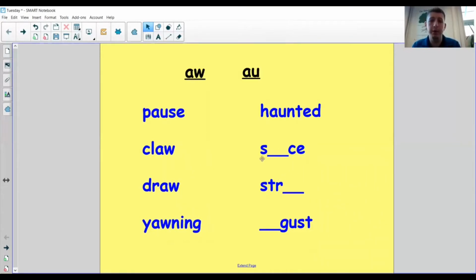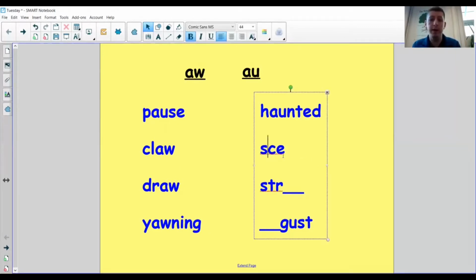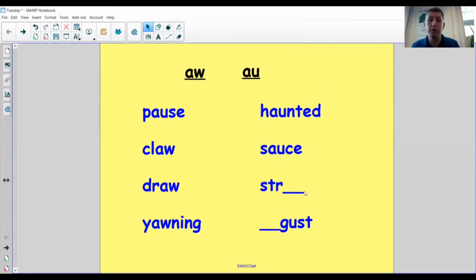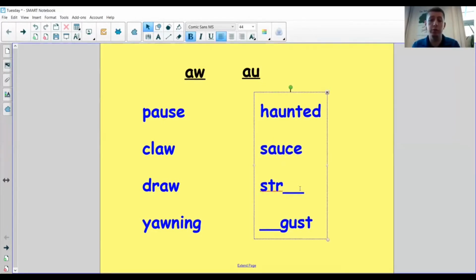Over here, we've got sauce, as in I poured the sauce on my dinner to make it taste nice, which would be an A and a U. I've got straw. I used the straw to drink my milkshake, which is an A and a W.